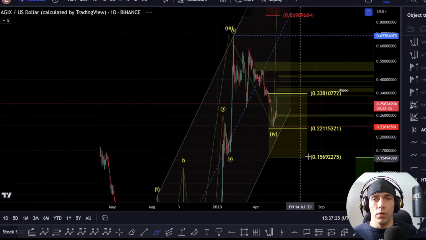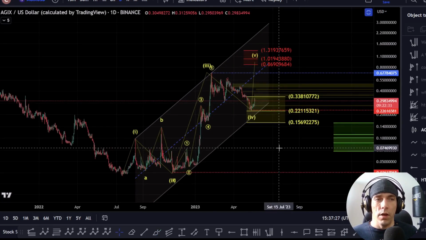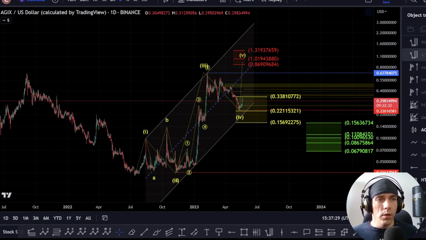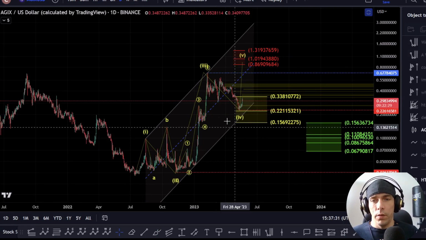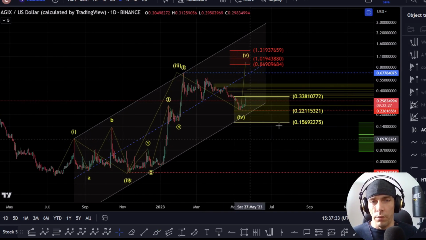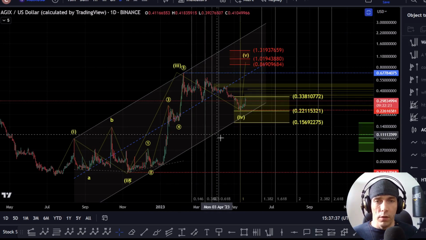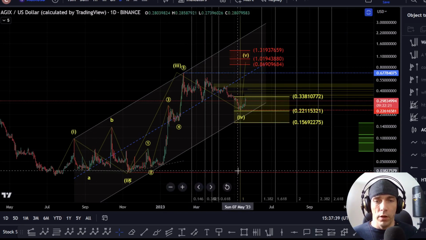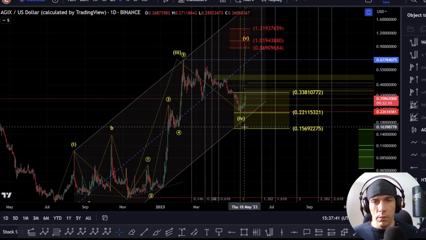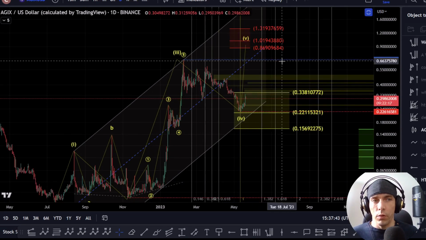Now, I want to talk about a couple of things in relation to time. So if we are looking at this wave, this is a wave 2 and this is a wave 4 here. If we throw this time relationship on, we can see that this wave 2 and this wave 4 have almost perfect equality in time. So this is why I'm looking for that potential that we could see a reversal to the upside here.